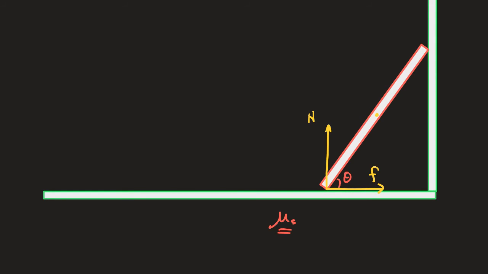MG at the middle of the ladder, down. If we're not told anything, we have to assume that's at the middle. Normal force from the wall on top of the ladder. All right, there's a normal force from the wall at the top of the ladder. Put wall and ground. All right.